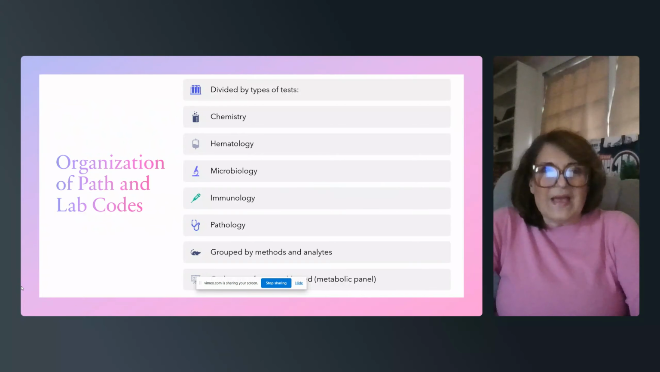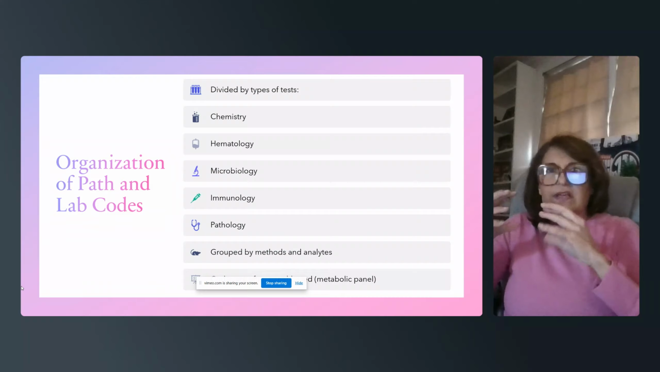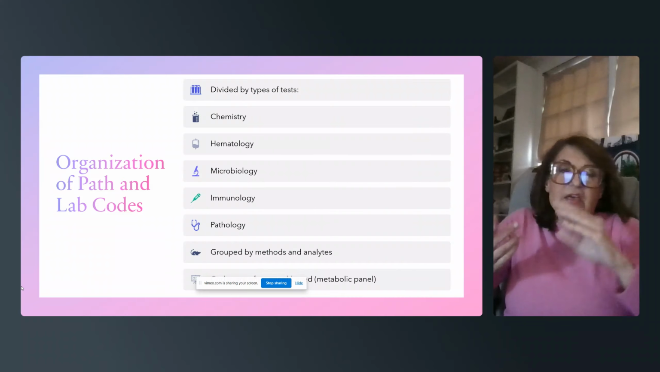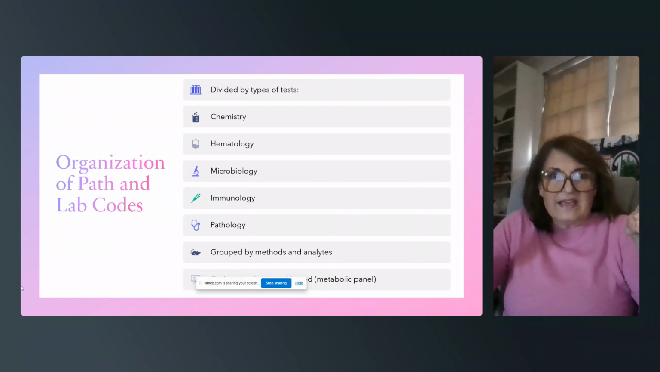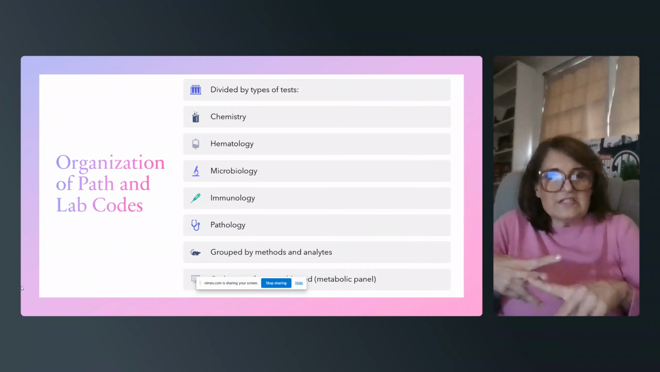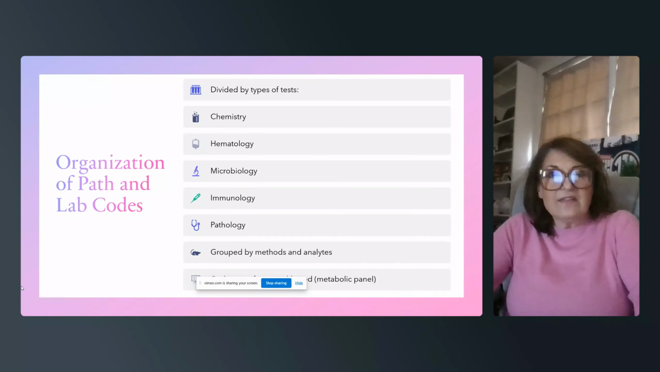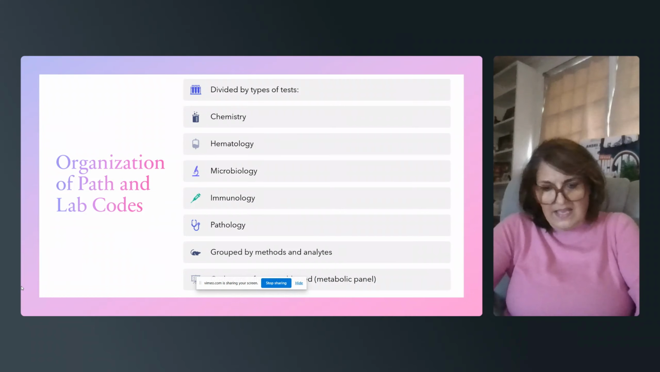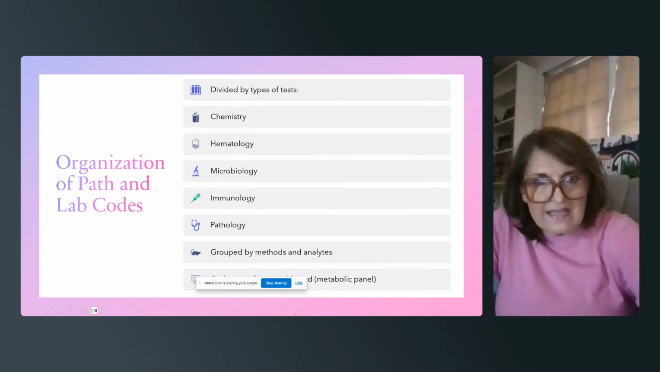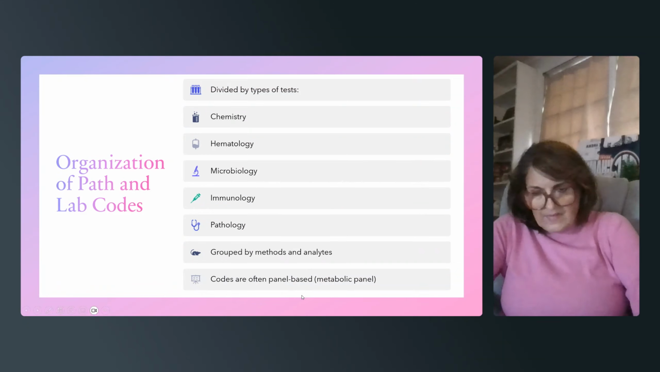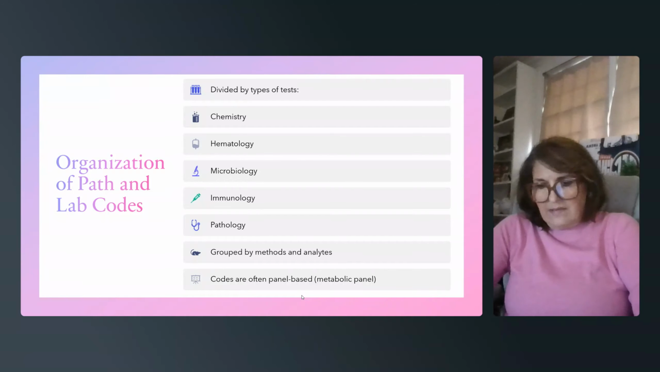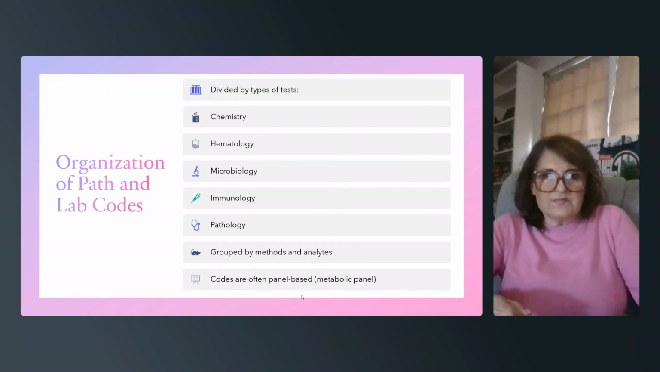The organization of the Path and Lab codes. This is how they're organized in your CPT manual. They're divided by the different types of tests: chemistry, hematology, microbiology, immunology, and pathology. That's how they're divided up, so those will be those headings. Then they are grouped by methods and analytes. Methods are how they're done, and analytes are like the chemical substance that makes it up. So that's how they're grouped together.